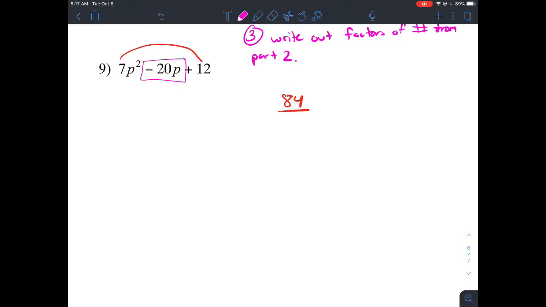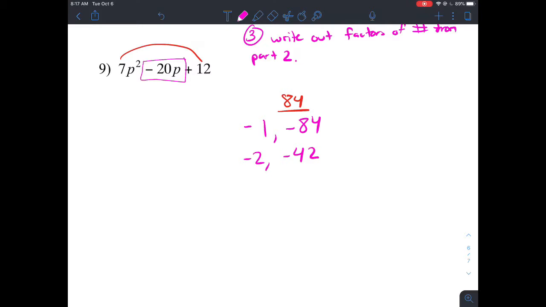Now, one thing I want to point out, notice how this is a positive 84. It's going to have to add to give us a negative 20. All right, so as we write these out, keep in mind, we want these to add to give us a negative 20. So we're going to need both negatives. All right, so we're going to have negative 1 and negative 84.